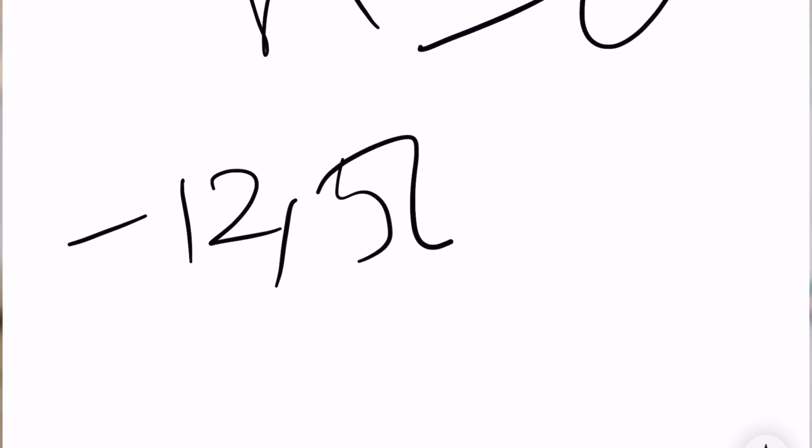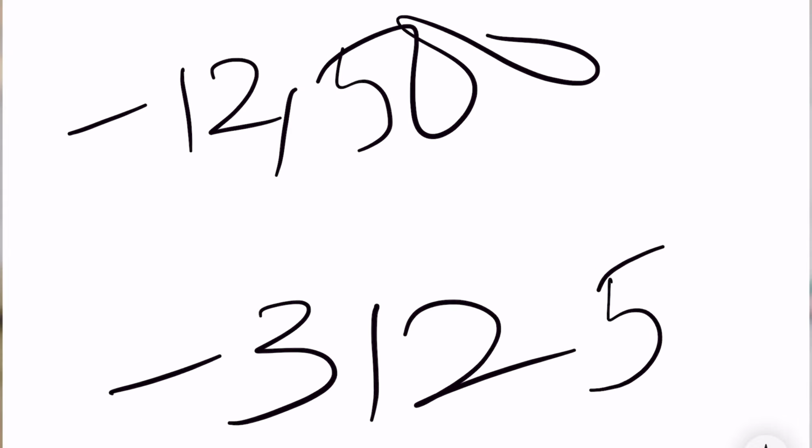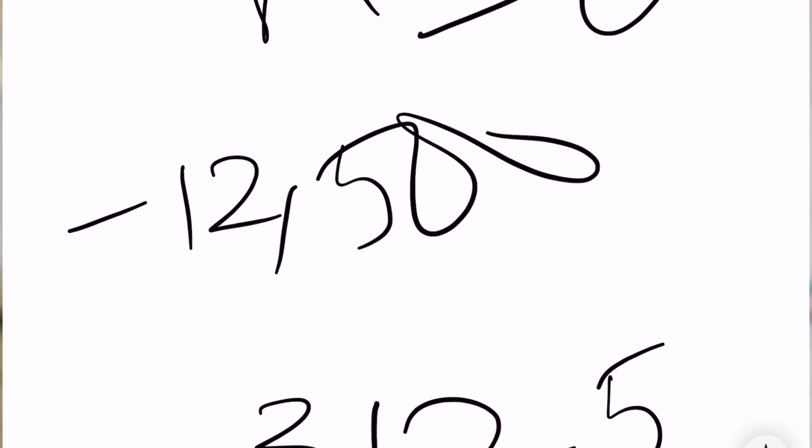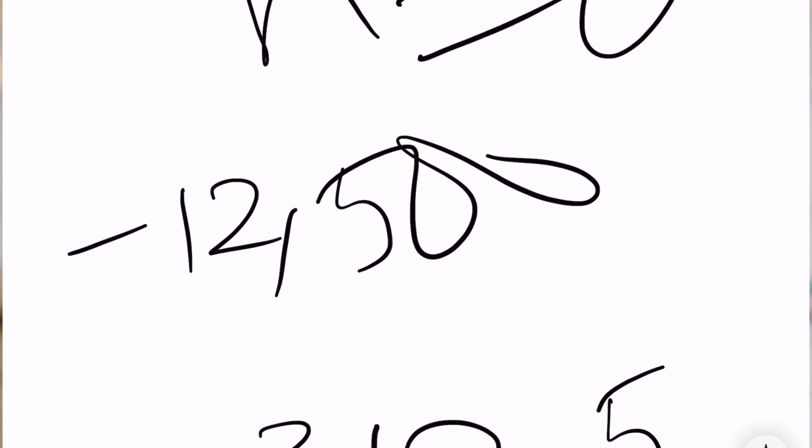It is not actually 12,500, it is minus 12,500. So from this minus 12,500, we divide through by 4. When we divide through by 4, we get minus 3125. When we get minus 3125, that will now give us (minus 5)^5, where we now use the laws of indices. When we have minus 5 equals minus 5, where we have the same base, we cut it and we have n equals 5 plus 1, which is 6.